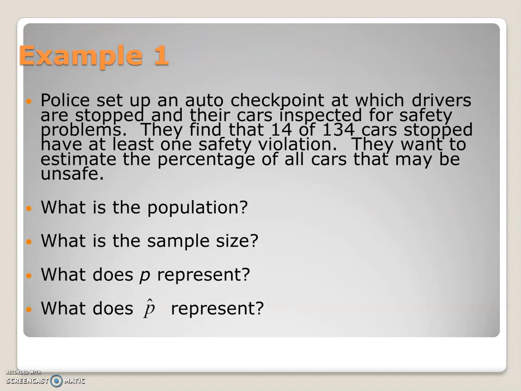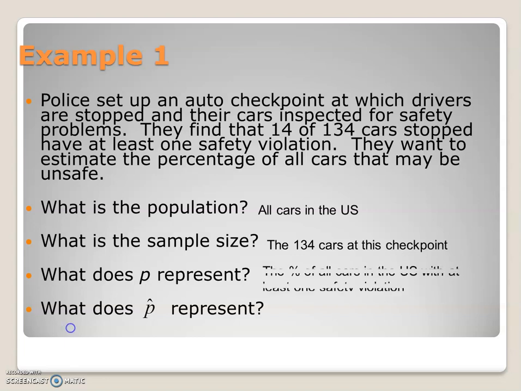So first example, it says police set up an auto checkpoint at which drivers are stopped at their cars and inspected for safety problems. They find 14 out of 134 cars stopped have at least one safety violation. They want to estimate the percentage of all cars that may be unsafe. So our population in this particular one is all cars in the U.S. The sample size that we actually found were the 134 cars at the checkpoint.